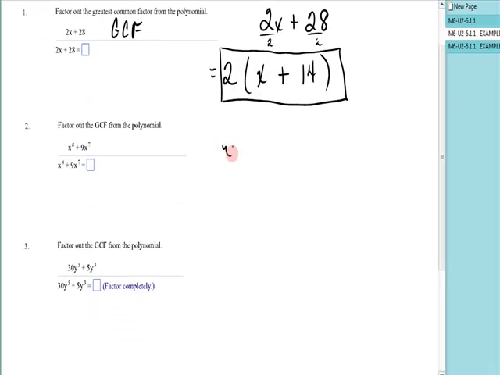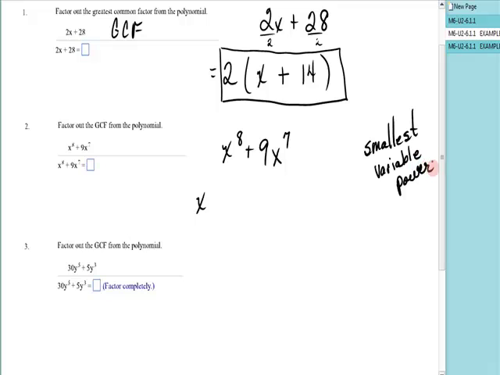I now have 2 prime factors of this polynomial. Next one, I have x to the 8th plus 9x to the 7th. Now these don't have a common numerical factor, but they do have a common variable factor. What will go into both of those? And I think everybody sees an x. What power of x? Well, you can take no more than x to the 7th. In other words, you can only take the smallest variable power. So I will take x to the 7th out of both of those.